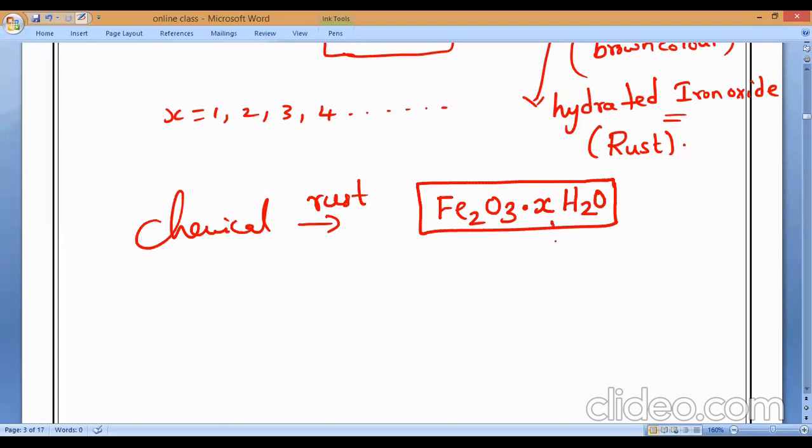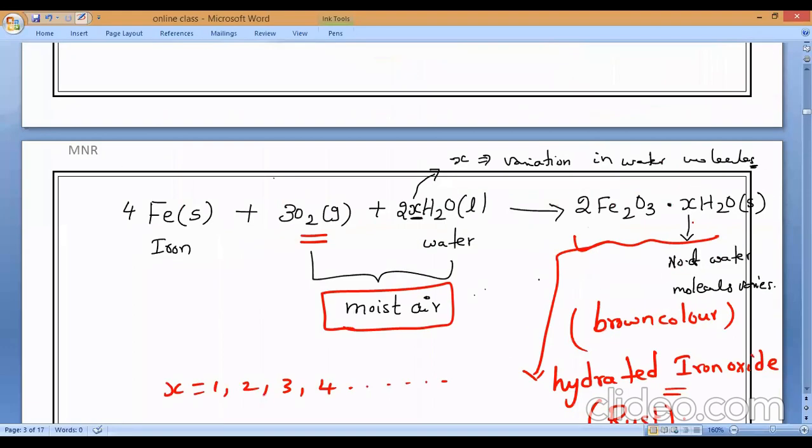X indicates it may be one water molecule or two water molecules or three or four and so on. We don't know, so that is why we are writing it as X. This is what we call rusting of iron.